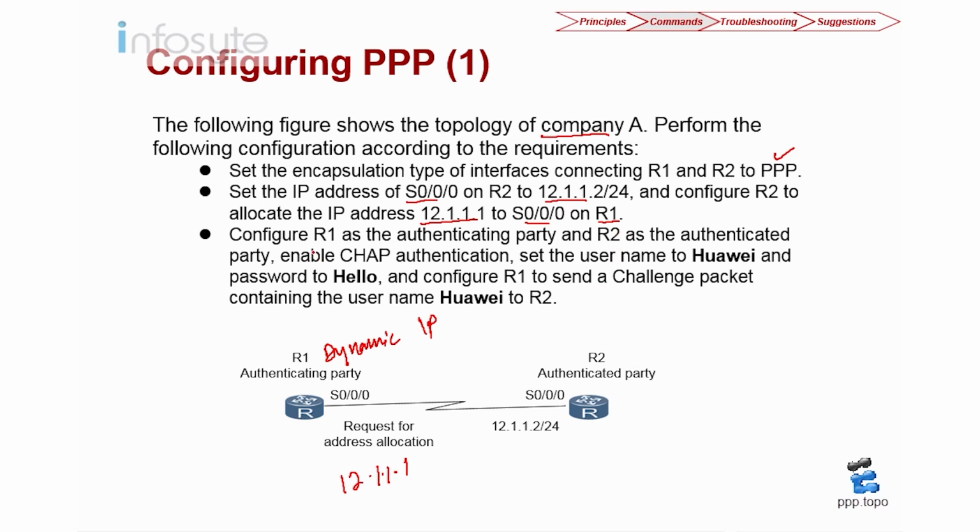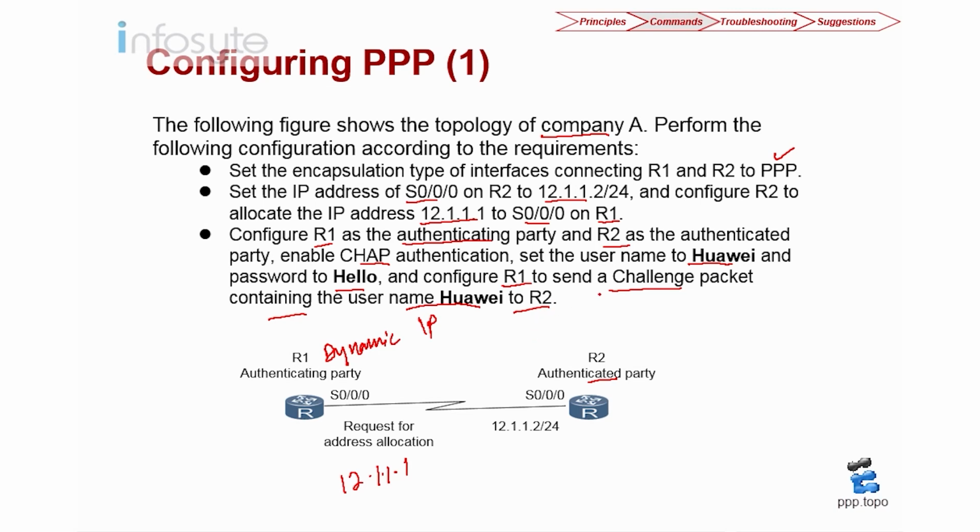The third requirement is to configure R1 as the authenticating party. In this case, they require PPP authentication, with R2 as the authenticated party, using CHAP. The username will be Huawei and the password is hello. Configure R1 to send a challenge packet with the user Huawei to R2. So this is one-way authentication using CHAP.